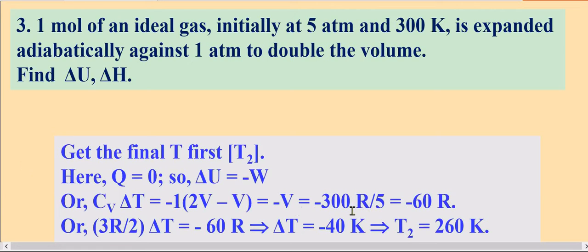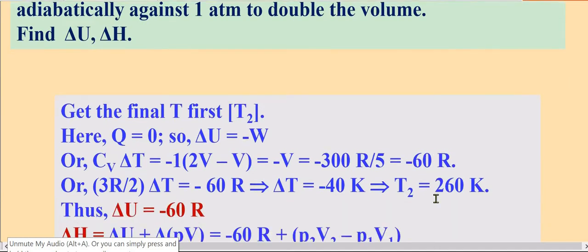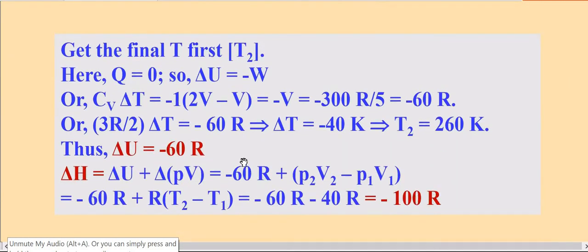This is basically PV equal to nRT, you apply that. So that is valid always. N is 1, so V becomes equal to minus 60 R. So you do get a delta U, which is minus 60 R. Delta U is computed, and delta H is delta U plus delta of PV.